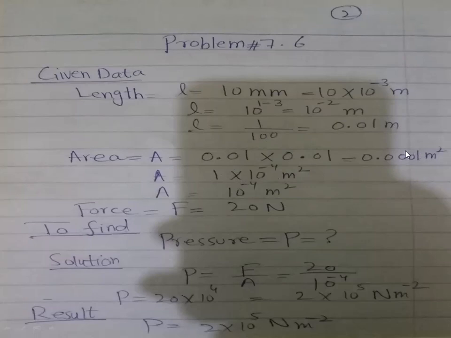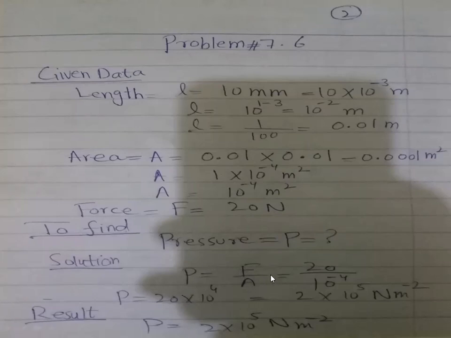How, if you convert this into scientific notation, how many places am I moving? 1, 2, 3, and 4. So it will be 1 into 10 to the power minus 4 meter square. Force is also given to me, which is 20 Newton. So I want to find out pressure in this problem, 7.6. And the formula for pressure, as we discussed in the last numerical 7.5, the same formula we will use in this numerical as well.